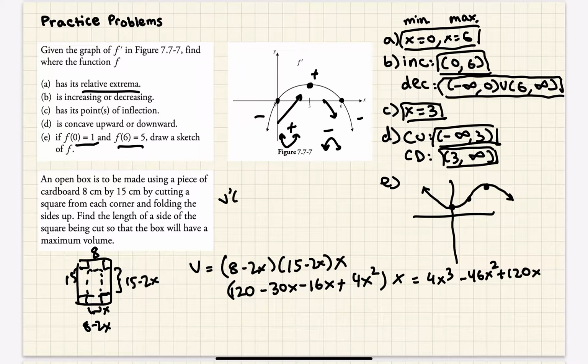We take the derivative. V prime of x is going to be the derivative. We just use power rule throughout this entire thing. You bring the 3 down, you get 12x squared, minus, you bring the 2 down, you get 92x, and then just 120. You bring the 1 down, it's just 120. And then we want to find out when this is equal to 0.